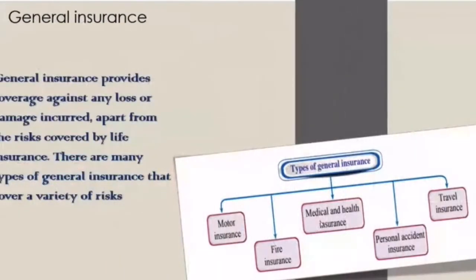Now, let's talk about general insurance. General insurance provides coverage against any loss or damage incurred apart from the risks covered by life insurance. There are many types of general insurance that cover a variety of risks. For example, motor insurance, fire insurance, medical and health insurance, personal accident insurance, and travel insurance.